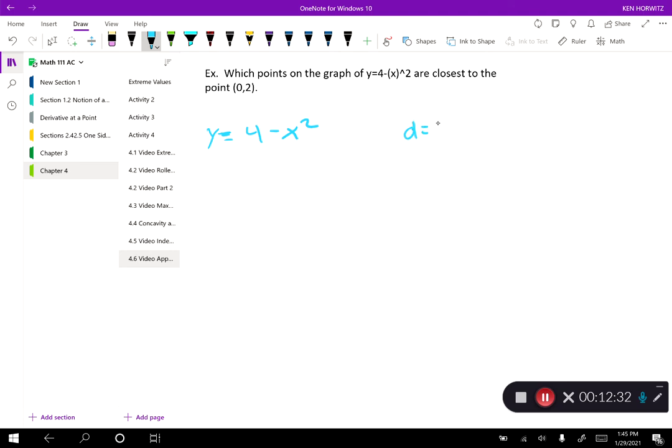So d equals the square root of (x minus 0) plus (y minus 2). I'll put squareds there. And I'm getting the 0 and the 2 right from my problem. This is my primary equation.